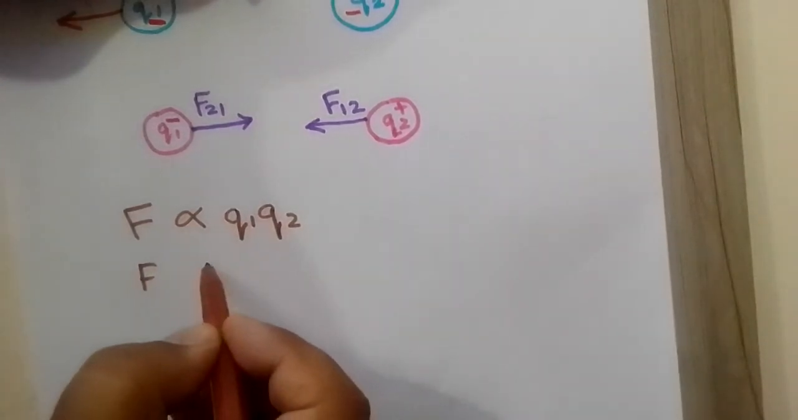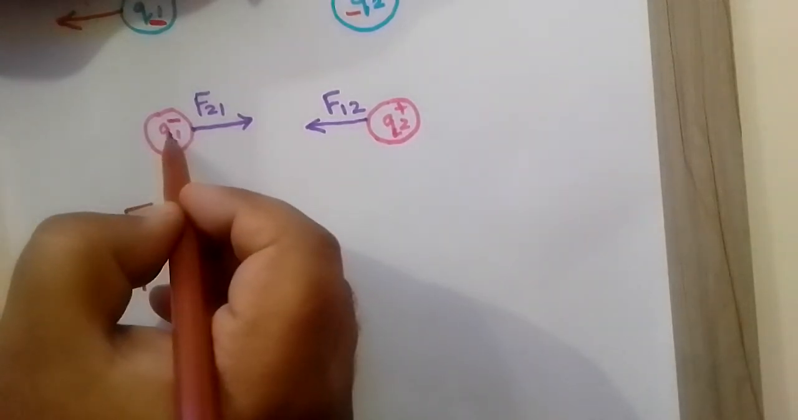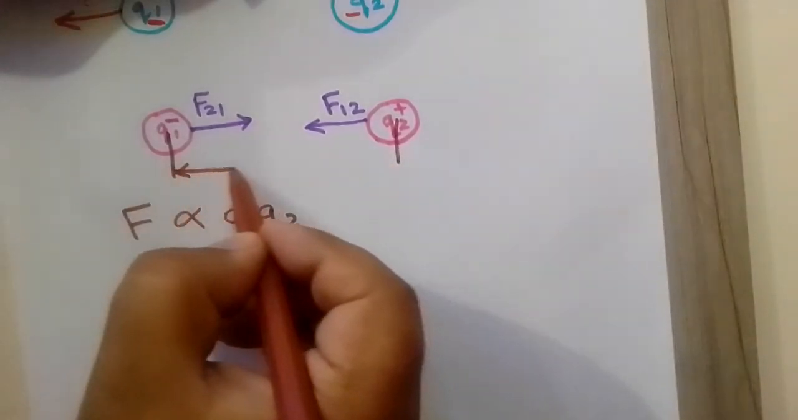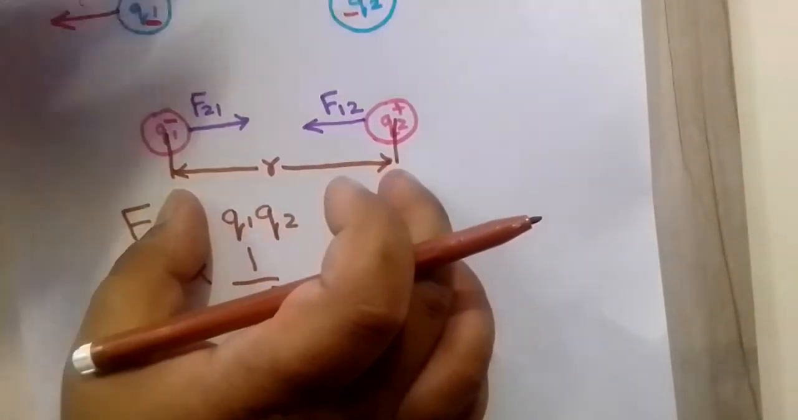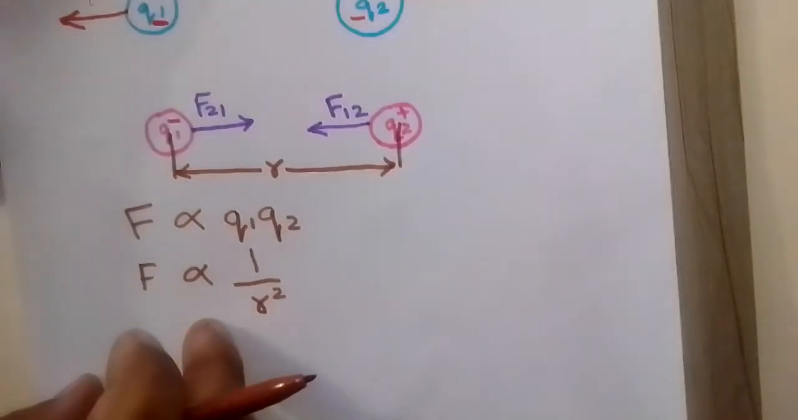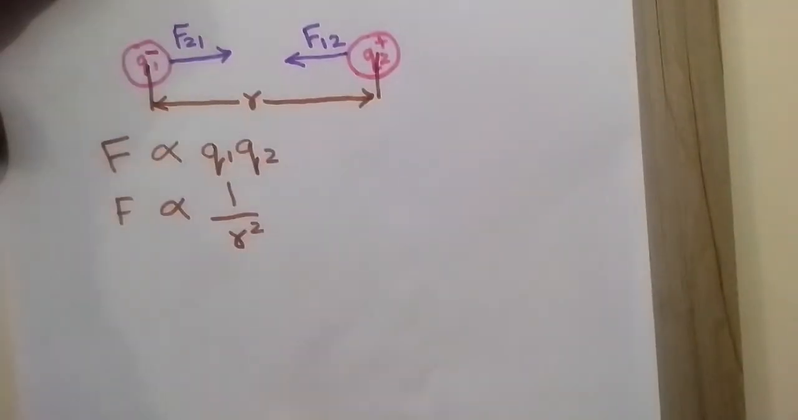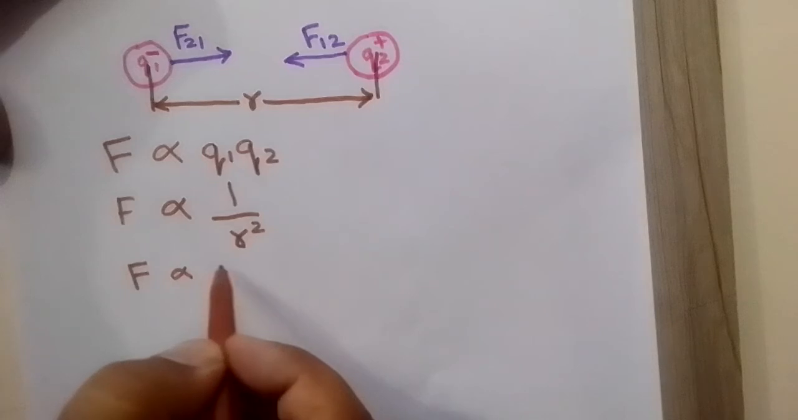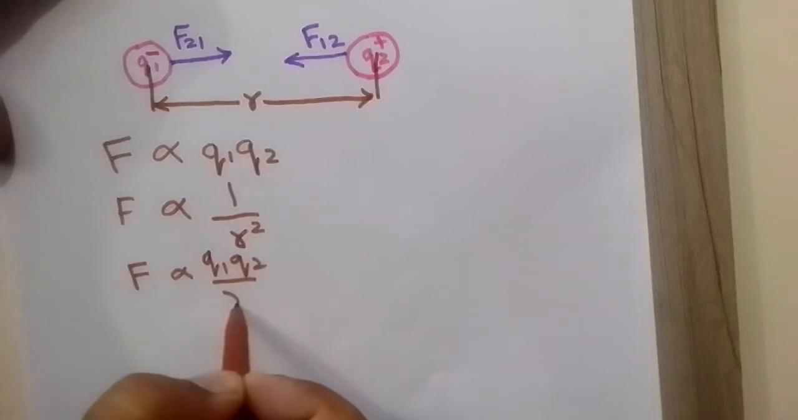Similarly, F is inversely proportional to the square of distance between the centers of charges. This is the center of charge 1 and this is the center of charge 2. So this will be the distance R between the two charges, or the distance between the centers of the two charges. So force will be inversely proportional to the square of distance between the charges. Let us combine these two proportionalities. So F is proportional to Q1 Q2 divided by R square.